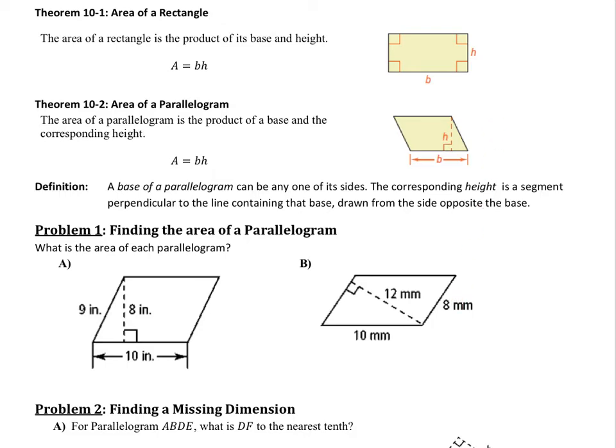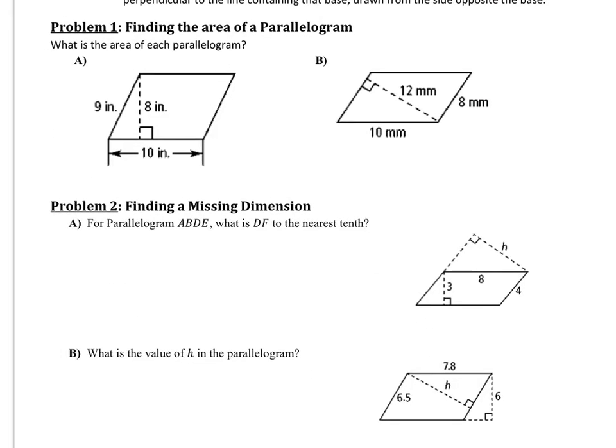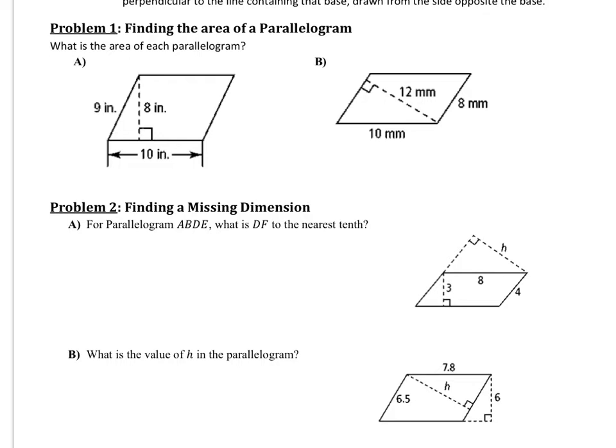So looking at these first problems, I have this 90 degrees right here. So that means this would be my height. The other lengths help create the 90 degrees. That's your height and your base. So it'd be 8 times 10. So this answer would be 80 inches squared.